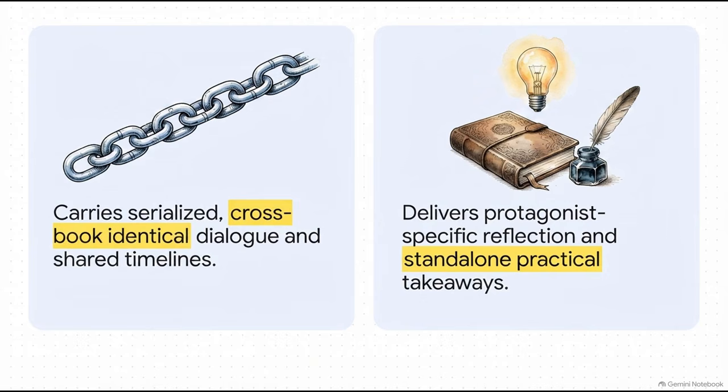Essentially, every chapter is split. The front end carries the serialized, cross-book identical dialogue and shared timelines. That's the canon of the universe. But the back end of the chapter, that delivers protagonist-specific reflection and standalone practical takeaways. It completely lightens the burden of continuity for the writers, because the back end is this flexible, extractable reflection that can easily become future courseware. It's just a phenomenally smart way to serve 2 completely different types of readers at the exact same time.